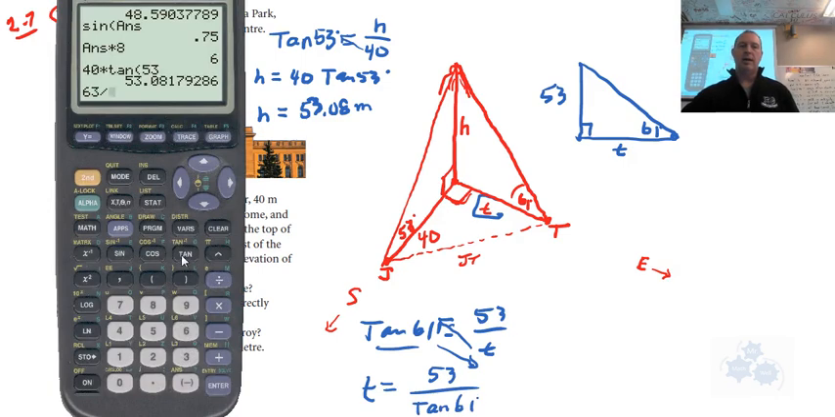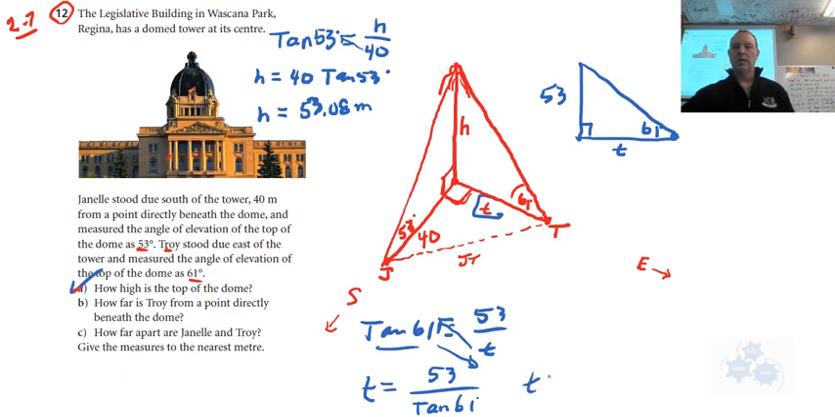53 divided by tan of 61. Okay. Does that look good? Please correct me if I'm doing anything wrong here, because I'm not really checking my work so much here. You guys are my checkers, right? So 29.38, 29.4. So t is 29.4. You guys get that for an answer? So he's 29 meters away. See, he's closer. We were right. He's closer than 40. Awesome.